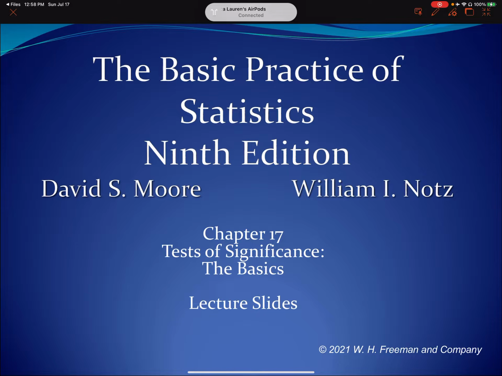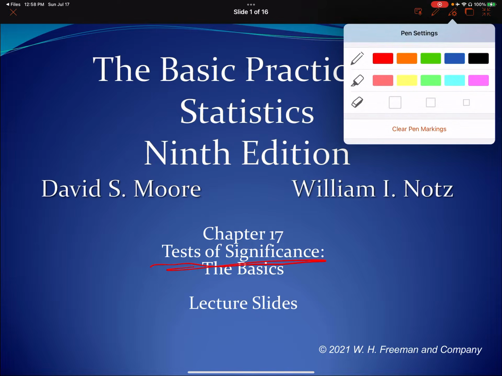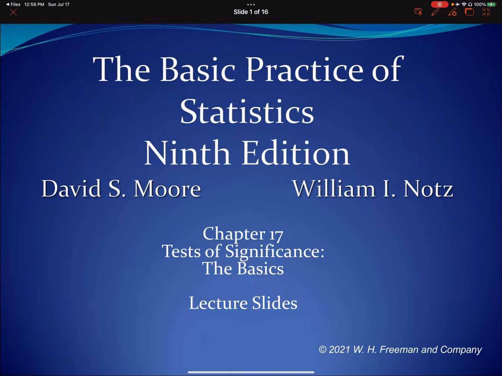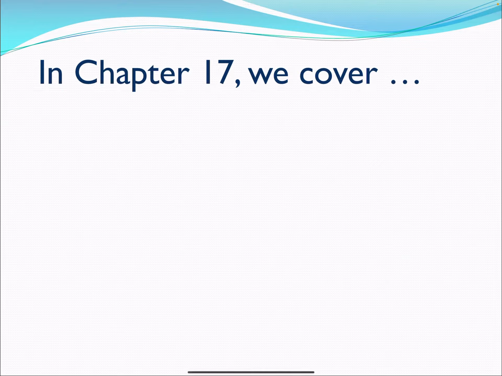This covers chapter 17, which is a basic introduction to tests of significance. That's going to be the majority of the remaining chapters in this book. We'll talk about different tests of significance. So let's get a quick overview of what we're covering in this chapter.